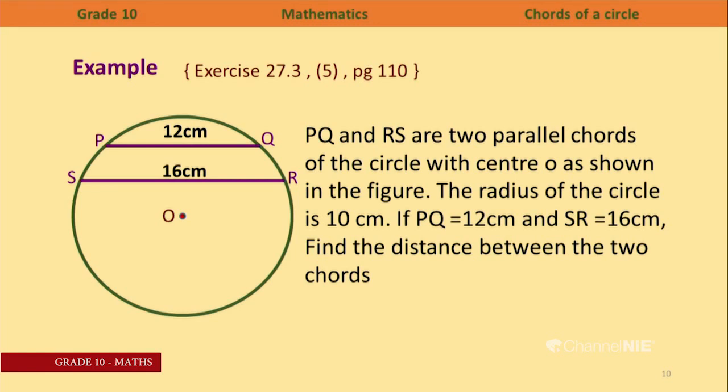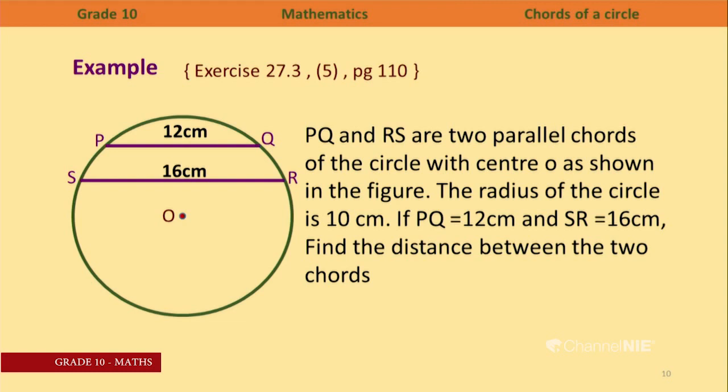PQ, RS are two parallel chords. PQ and RS are two parallel chords of the circle with center O as shown in the figure. So you can see the figure clearly. PQ and RS are chords, but specially these two chords are parallel. The radius of the circle is 10 centimeter. If PQ is 12 centimeter and SR is 16 centimeter, they are the chords here, okay?